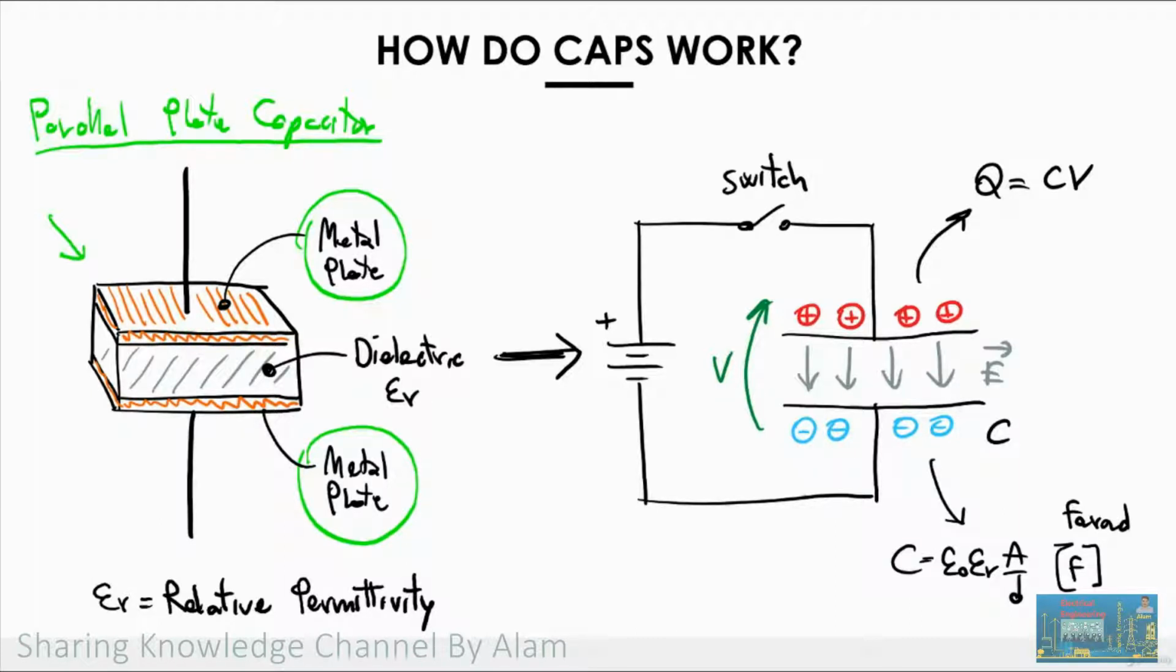You can have different materials there, and different materials will be characterized by a different constant, which is epsilon r. The epsilon r indicates the relative permittivity of the material. Now, as we will see later, depending on the geometry of the plates, the distance of the plates, and the epsilon r, the relative permittivity of the material, you will get different values for the capacitor.